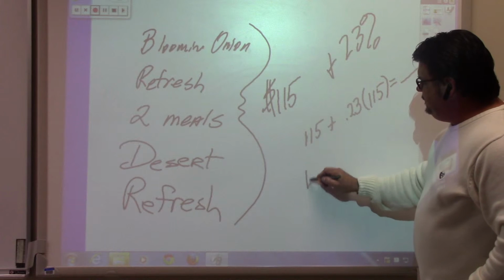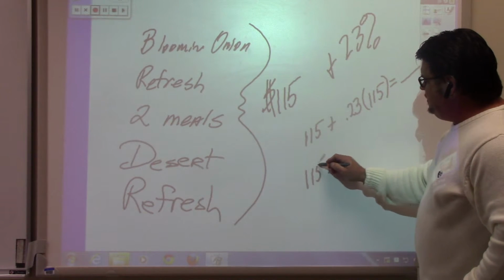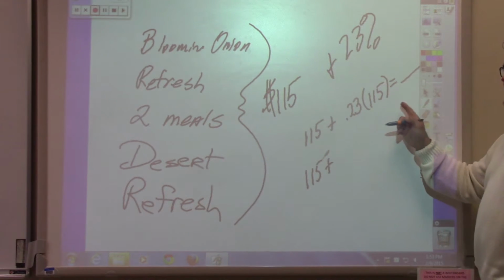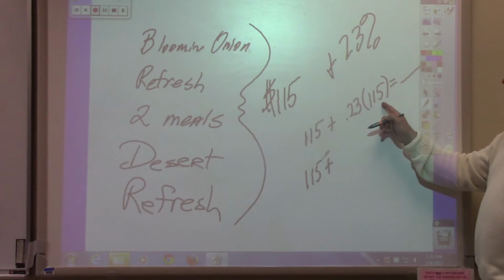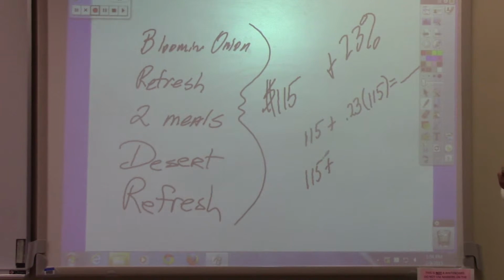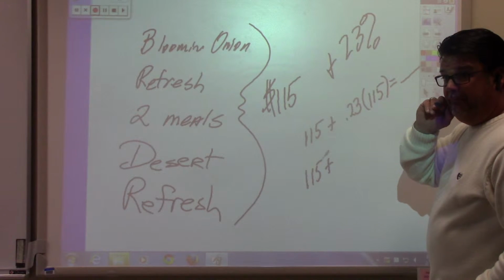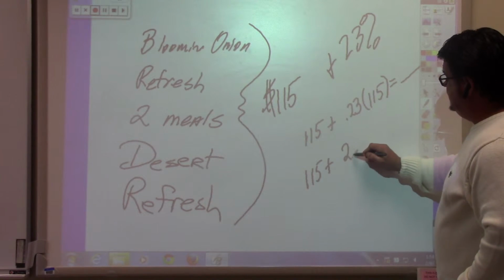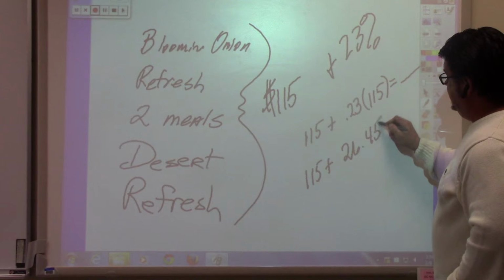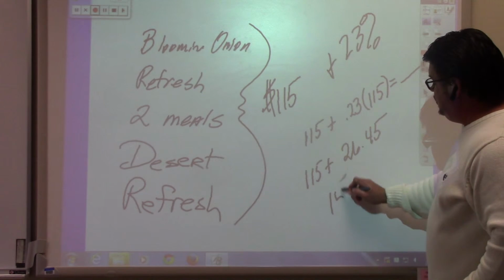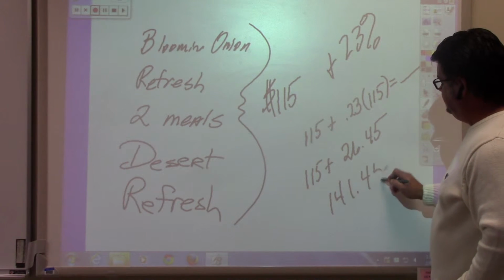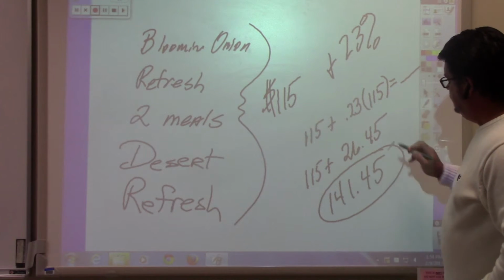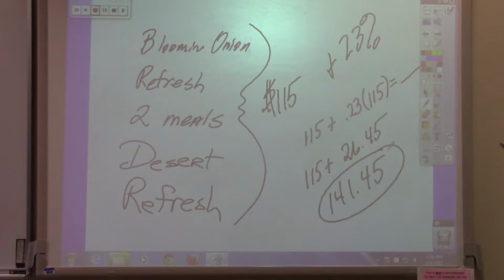So 115, somebody give me your calculated, because I did estimate. Give me 23% times 115. Give me the 2 decimal places. What is it? I'm sorry, what? 26.45. And that comes out to be 141.45. Now, of course, you'd probably make it even 150, but you're at least giving them what? 23%.